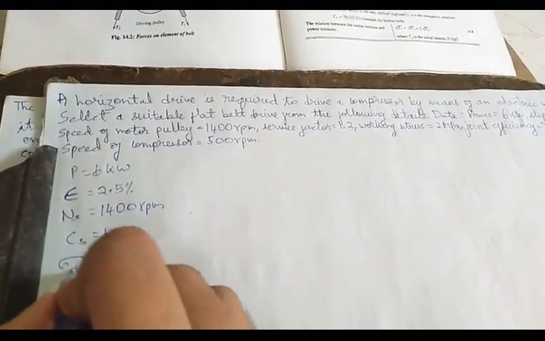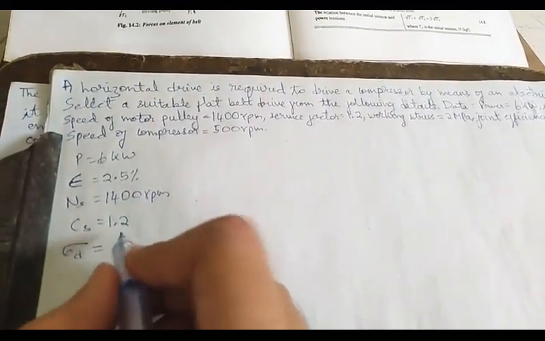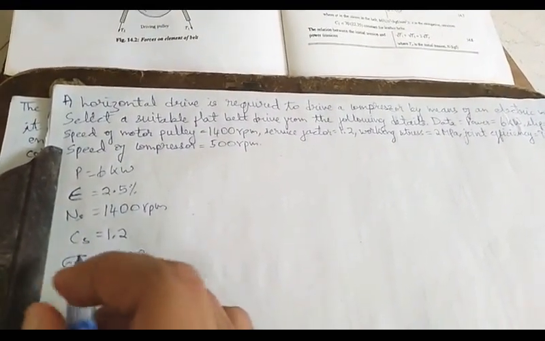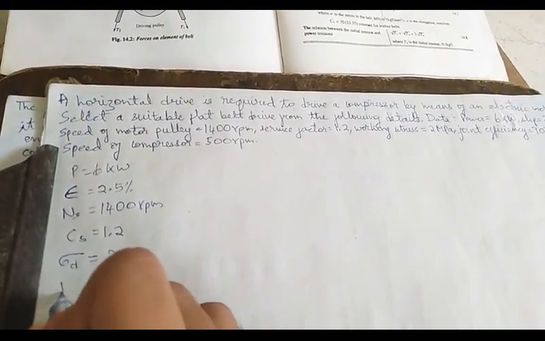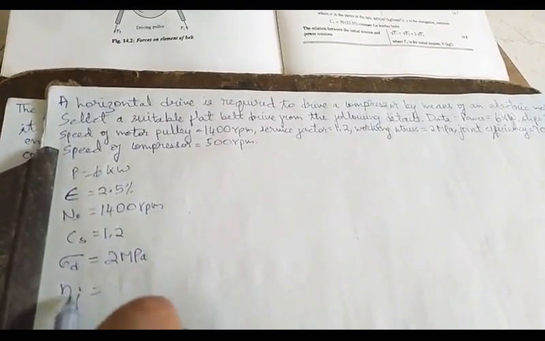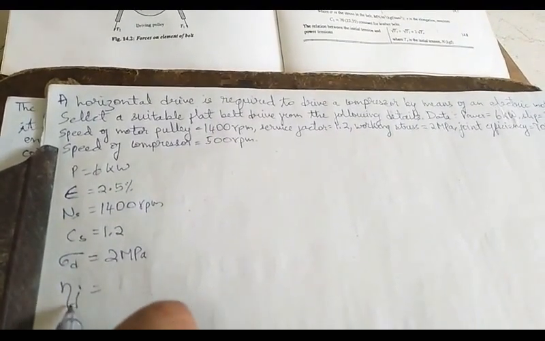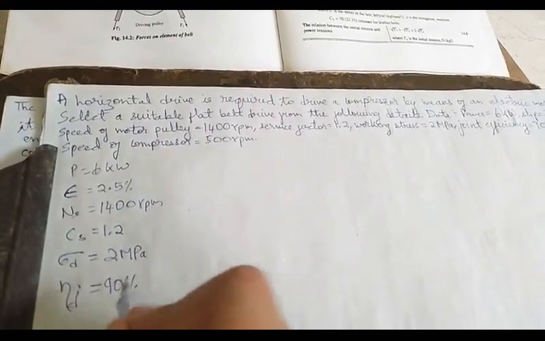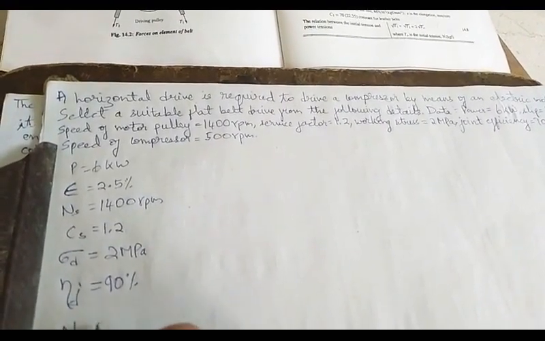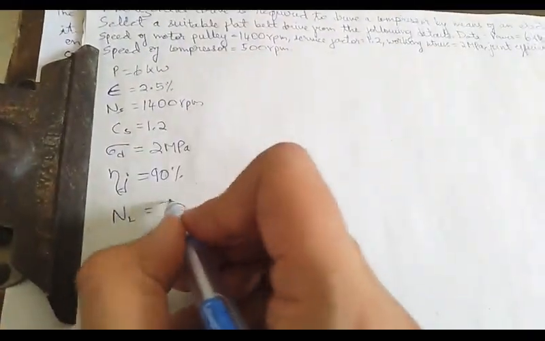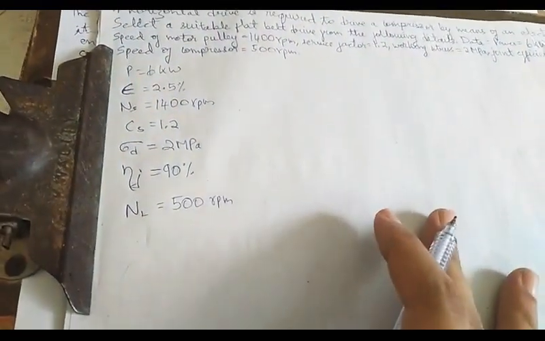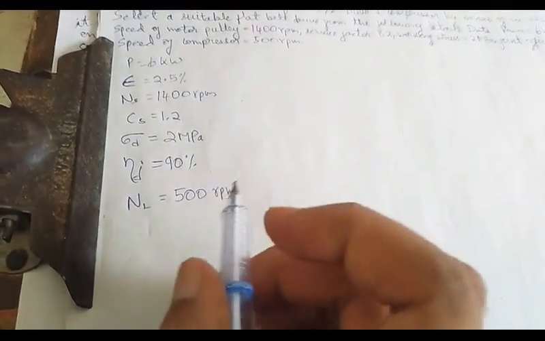Working stress sigma D, or simply sigma, 2 MPa. Joint efficiency, we shall call it as efficiency with suffix J. It is 90%. Speed of compressor, the larger pulley, NL, 500 rpm. So we have to design the entire belt drive.